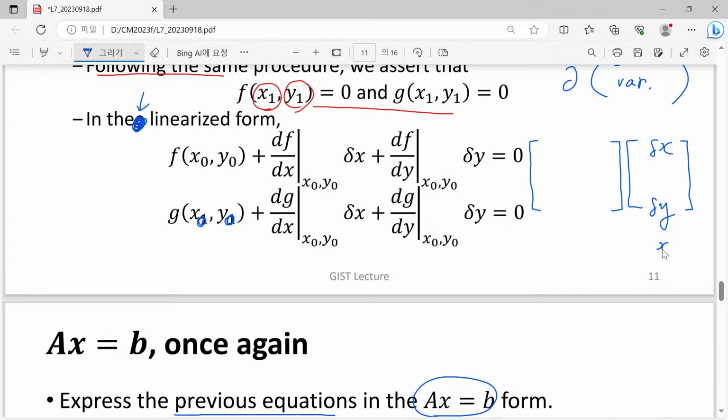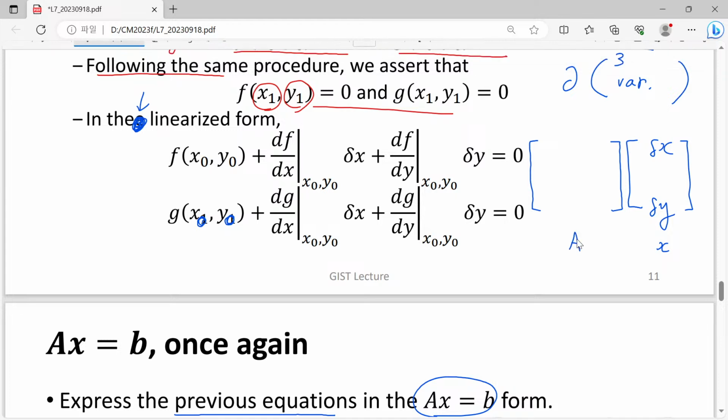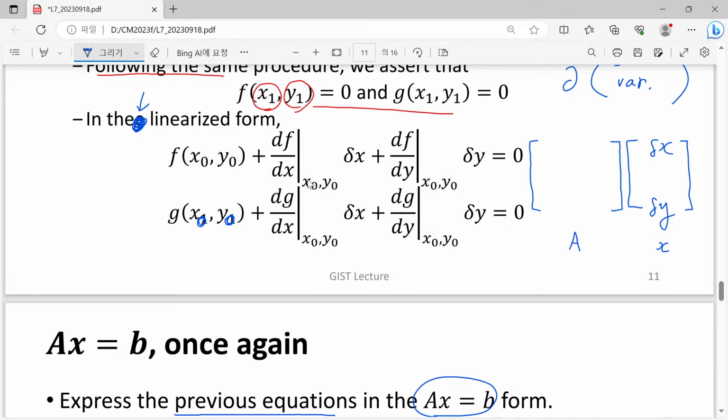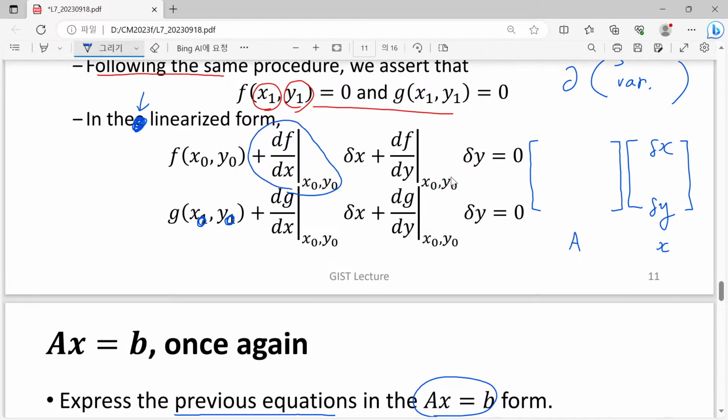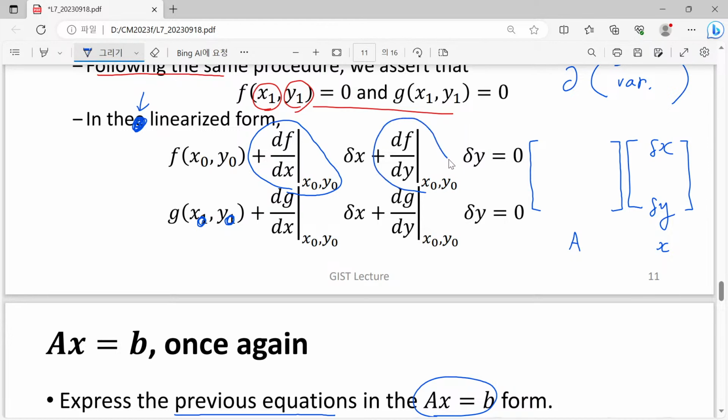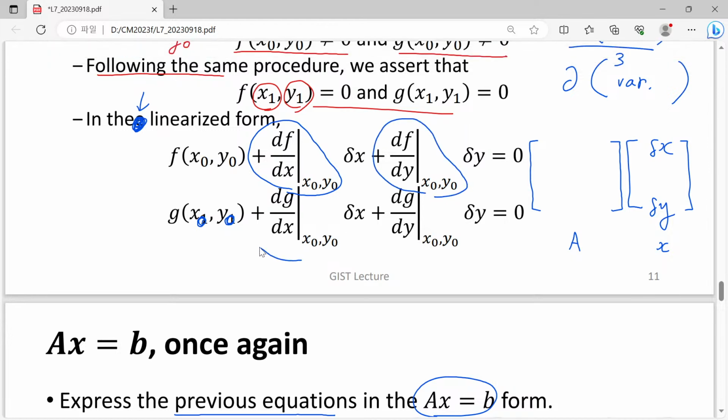This corresponds to the x vector, and here we have the A matrix, and the A matrix takes the coefficients for delta x and delta y. Please find that. Here we have the coefficient for delta x, the coefficient for delta y. Also another coefficient for delta x and another coefficient for delta y. So let me just do it.